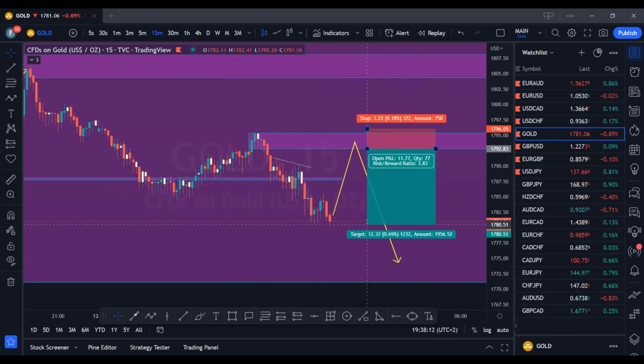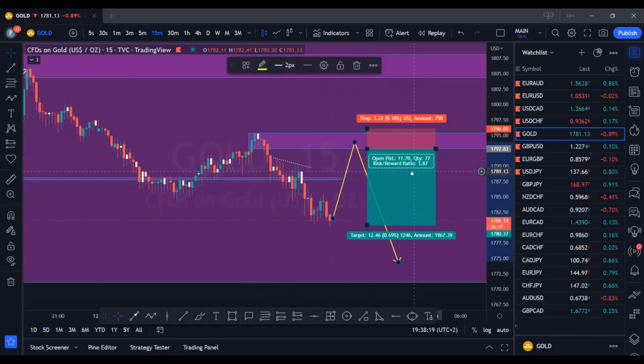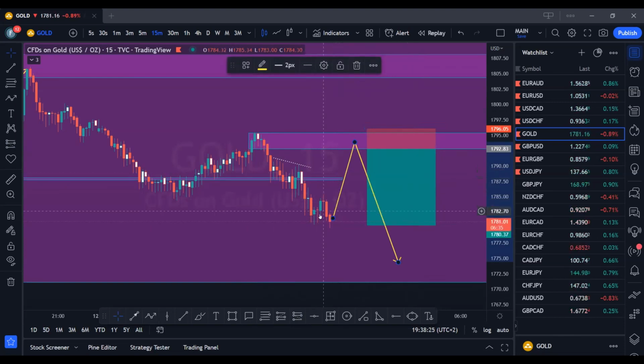So if this happens, so let's say this is where price starts to reverse, at least you should have 1 to 3.8 risk to reward, which is amazing. Okay, which is amazing. So that's what I have on gold. This is what you can trade on gold.